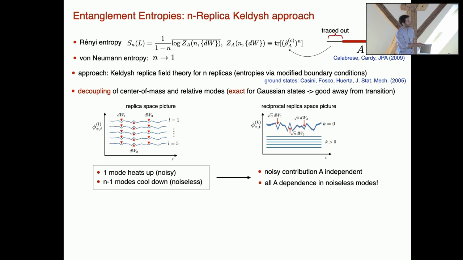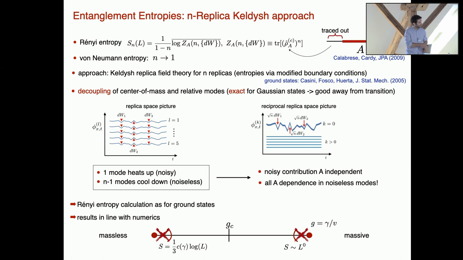And in these cases, we can exactly decouple a center of mass degree of freedom, which gets all the noise. If you go to reciprocal space, you can see one degree of freedom gets all the noise, as previously these average coordinates, and all the other n minus one modes are completely noiseless. So they are completely decoupled from the noise, and nicely, only those really contribute to the calculation of the entropy. That shows that when we compute the entropy close to the limiting cases, we get log behavior in one and an area law behavior in the other.